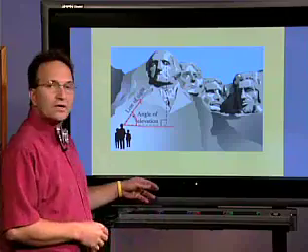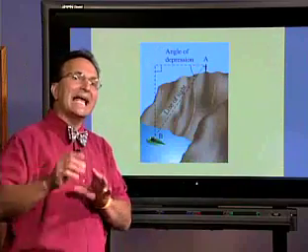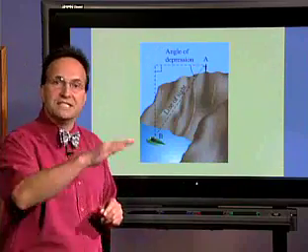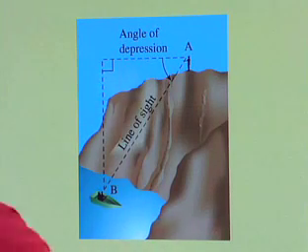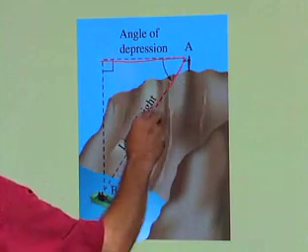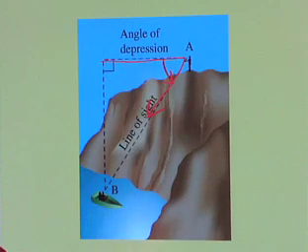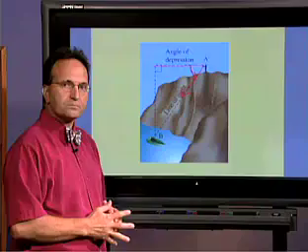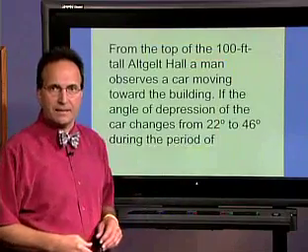Similarly, we need to look at something called the angle of depression. And this is the angle through which the eye moves down from the horizontal to look at something below. So in this case, here's the horizontal, and the eye has to go down, and this would be the angle of depression. Well, let's work an example where we use these concepts.